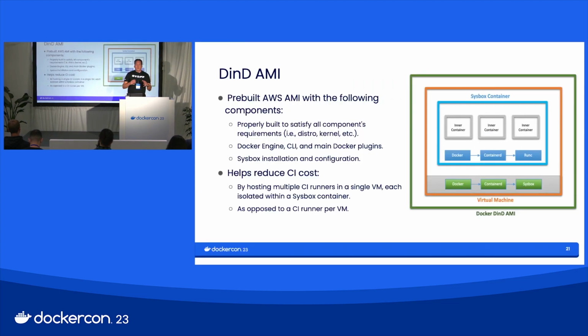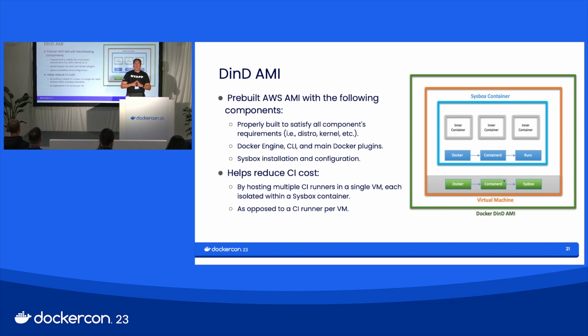Okay, so the first thing you can do to connect all those components that we talked about is create an AMI, a VM image that includes all the components that I'm talking about. That's what we have done at Docker. We created what we call DIN AMI that satisfies all the component requirements in terms of distro, in terms of kernel, all the things that are must-have for the components that are living inside. We already are meeting that with that image. That image is already ready for you to use anywhere. Of course, it includes Docker Engine, the CLI, the main Docker plugins like BuildX, and so on. And of course, it also installs Sysbox, pre-configured, so everything is ready for you to use.